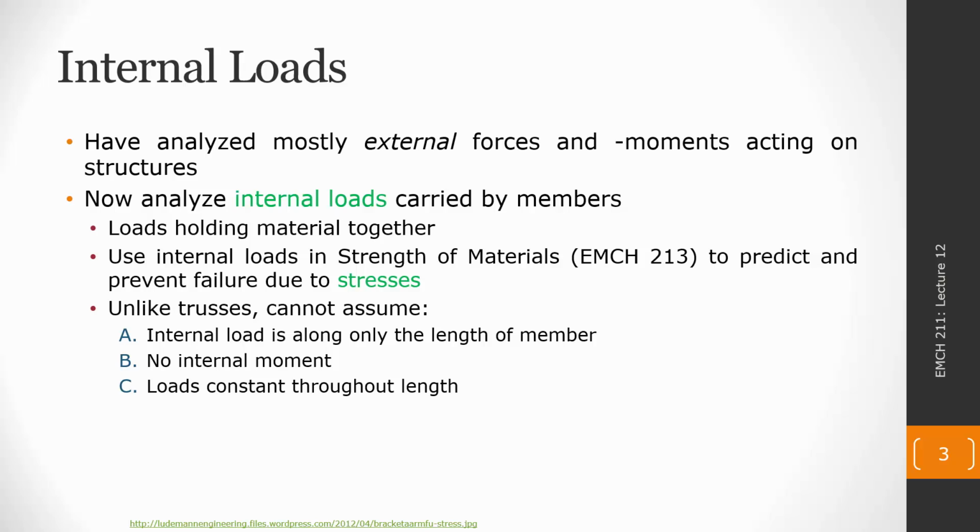So the generalizations we're going to be making are that, unlike members that make up a truss, the internal load is not strictly along the axis of the member. We cannot assume there is no internal moment in our members. And the load through the length of the member can be changing, unlike in a truss, where the internal load throughout the entire member was constant.